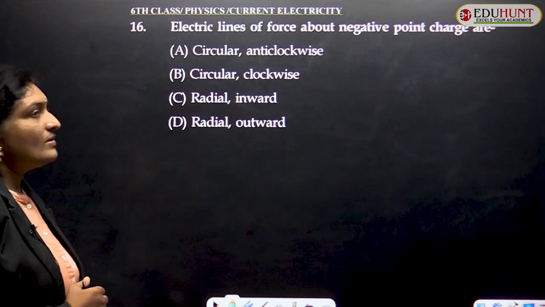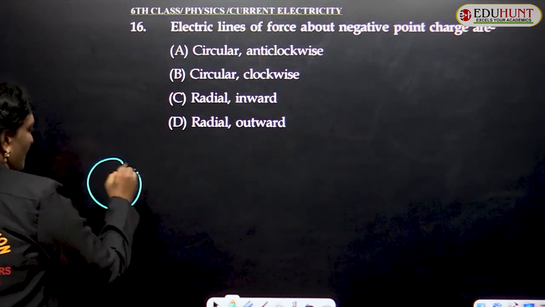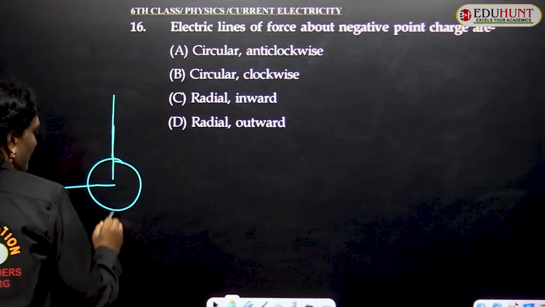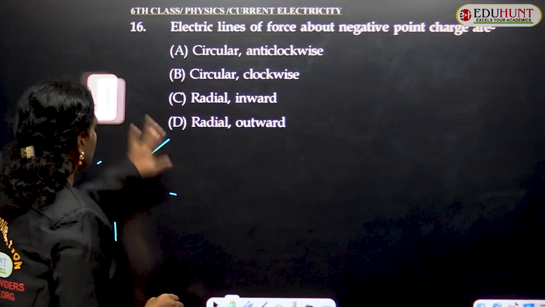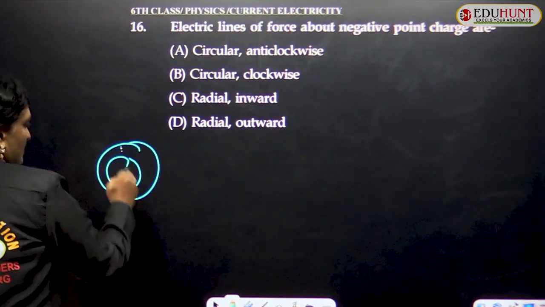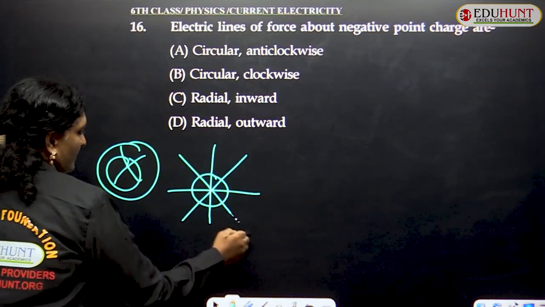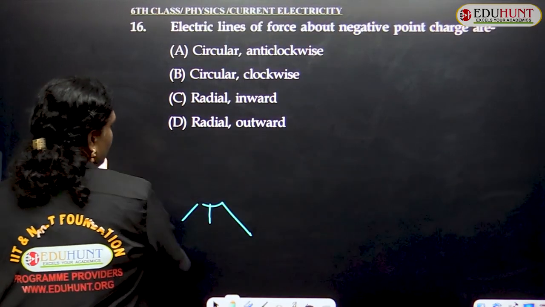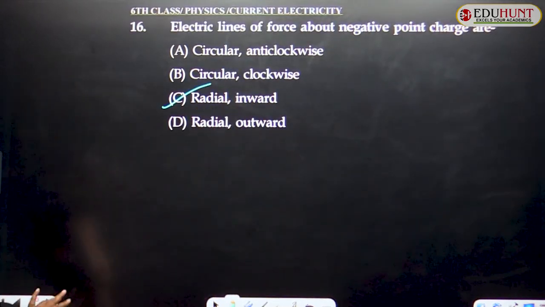So, in which direction? Radially. Radially means along the radius of a circular format. This direction itself is called radially, not circular. They are not moving in circles; they are moving along the radius like this, like this, like this. So, in that case we say it is radially inwards into the negative charge.